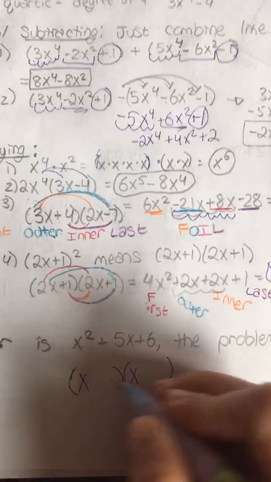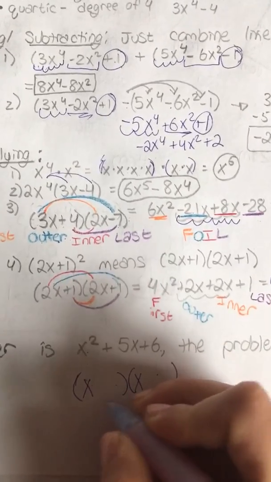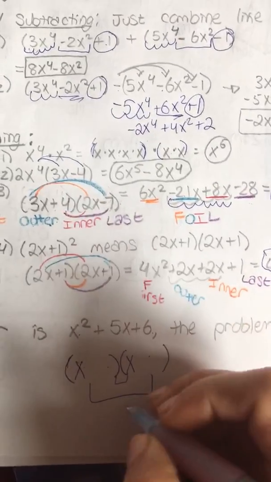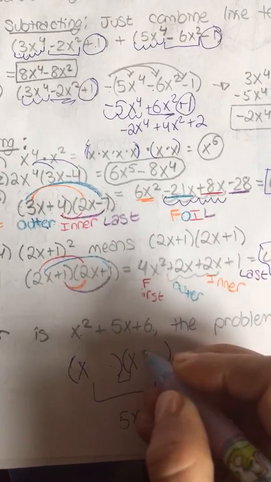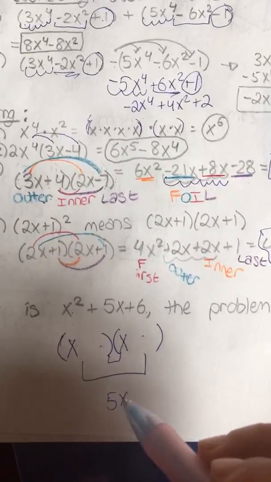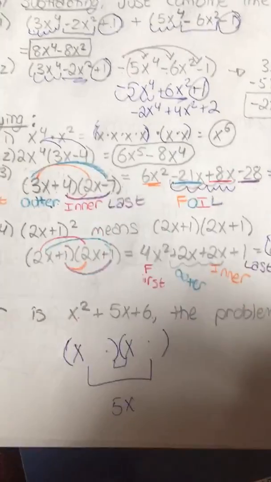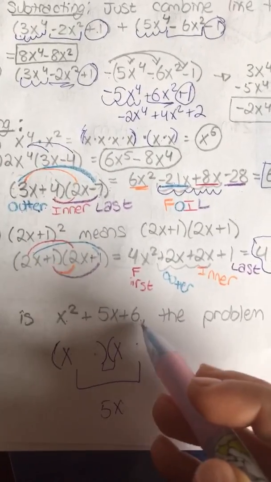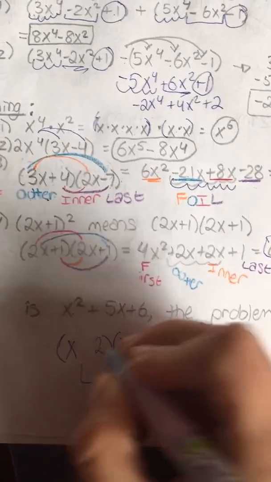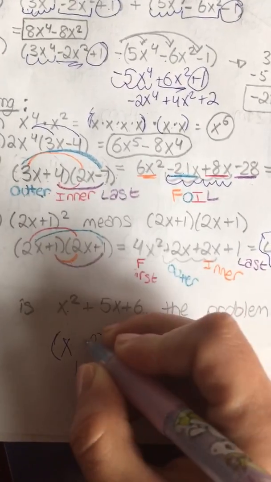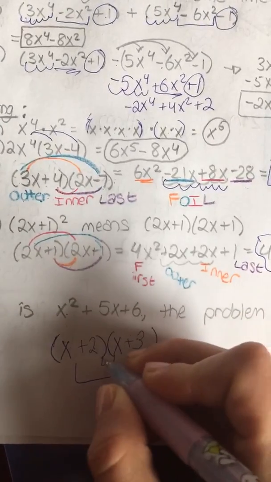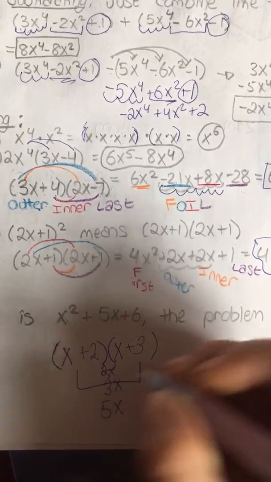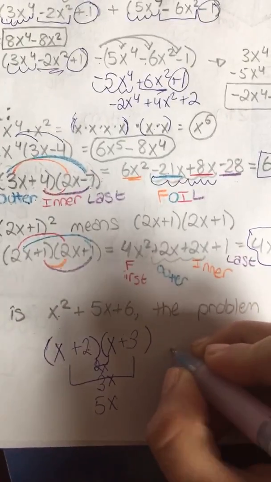So I could put 6 there and 1 there, but what has to happen is my outer and my inner, they need to add up to this middle number, 5x. So if I put 6 and 1, I'm not going to get 5 if I add them together. 6 and 1 is 7. My other options that would multiply to 6 at the end for the last number would be 2 and 3. Positive 2 and positive 3. So when I multiply the inner, I have 2x. When I multiply the outer, I have 3x. When I combine like terms, I would have 5x.